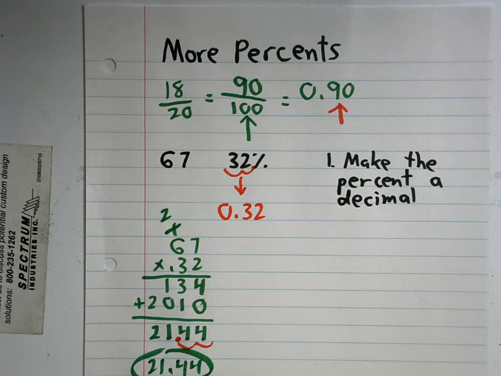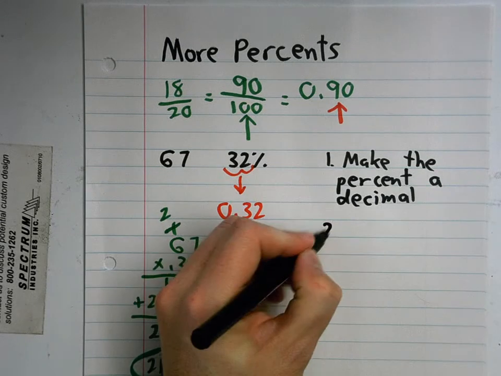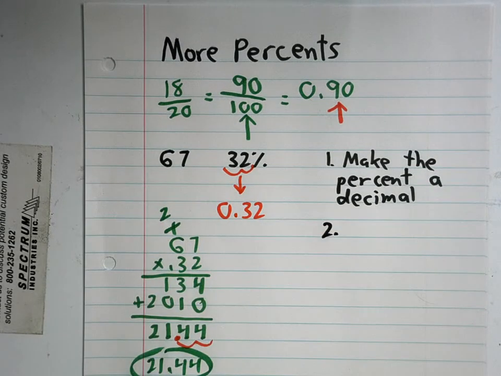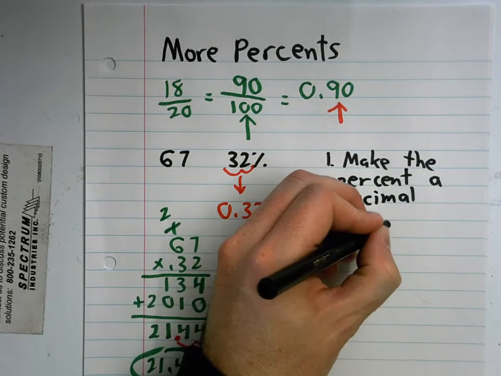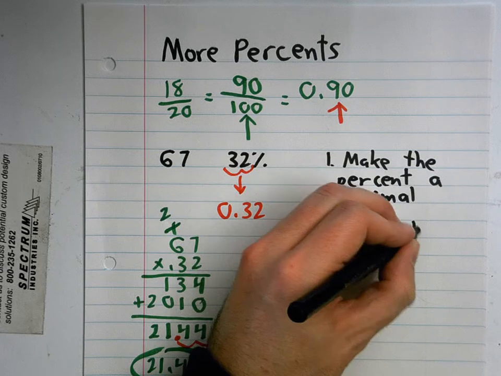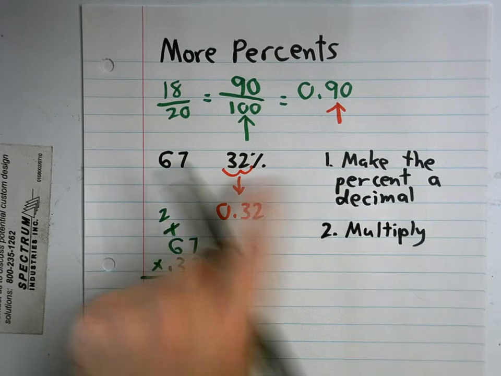Okay, so my step 1 was to make the percent a decimal. What was my second step? Daniel. Yeah, that's how I made it a decimal. I moved it over 2 times. Good job. What do I do after that? Yeah, I multiply. Multiply the number by the decimal.